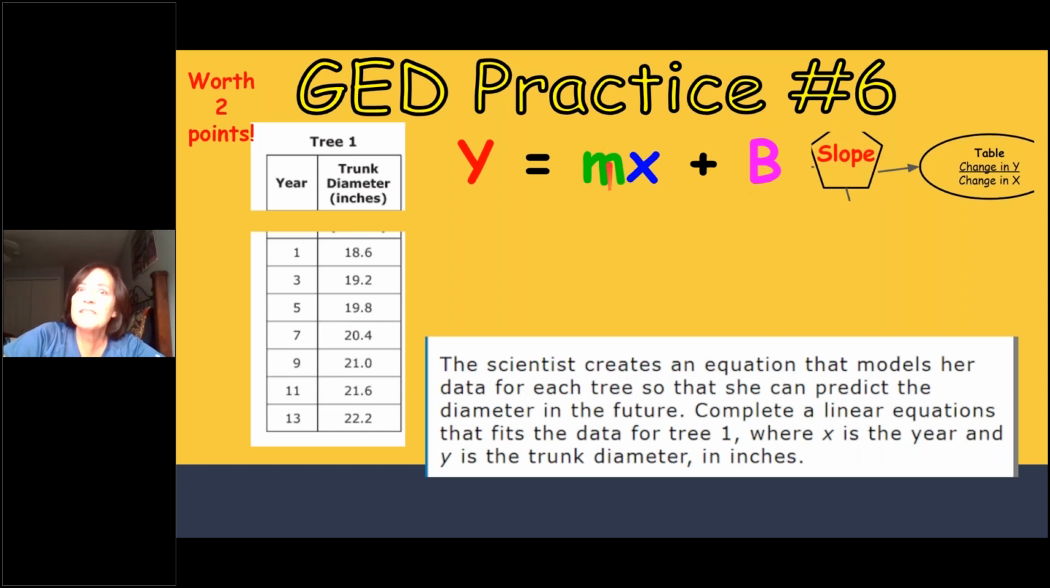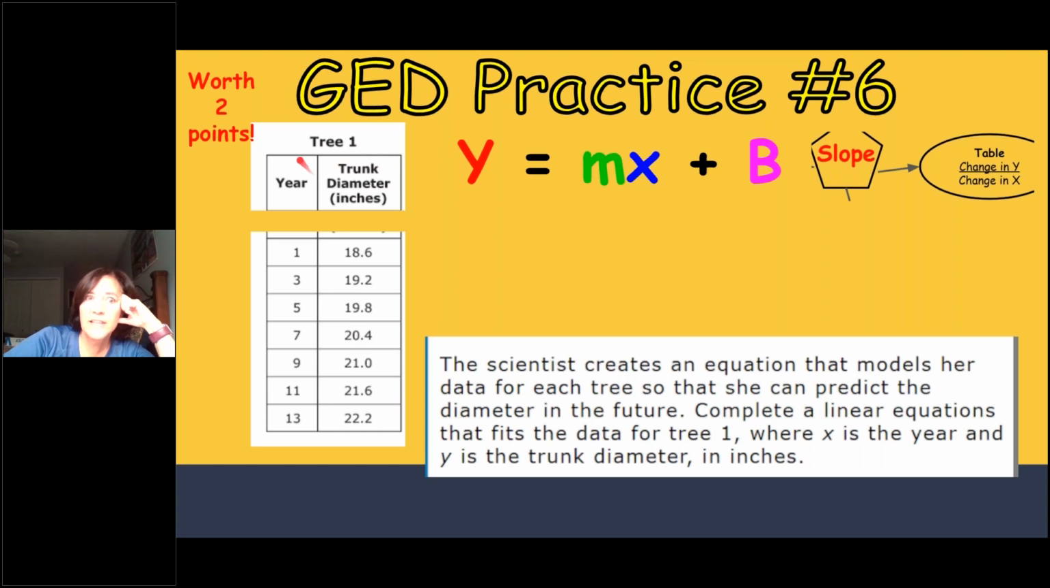So this green position is where we put our slope. Now, we have a table of values, so we're going to have to calculate the slope by looking at this table. Remember, it said on my note page that when you have a table, to get the slope, you're going to find the change in y and divide that by the change in x.